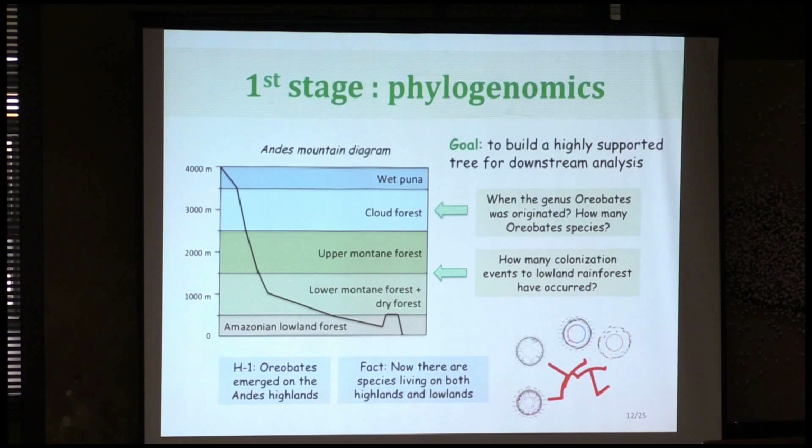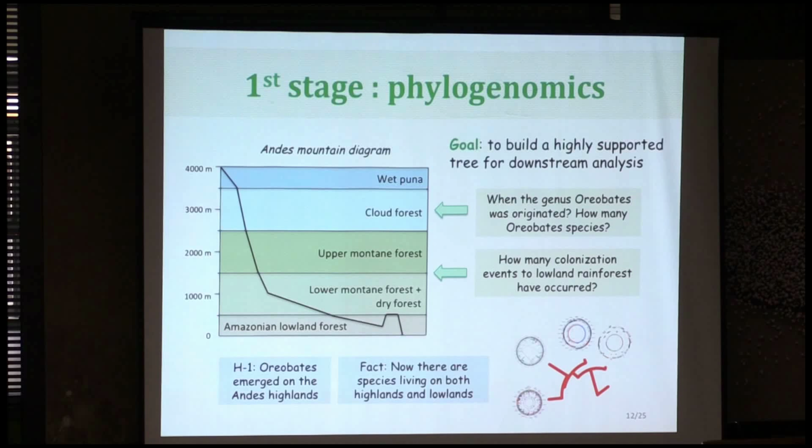So on the first stage, the phylogenomics, our idea is to build a highly supported tree using genomic data. With this tree, we will do downstream analysis, but also solve some questions that can be solved with our phylogeny, which, for example, we know that there are species of Oreobates that inhabit the highlands and the lowlands.